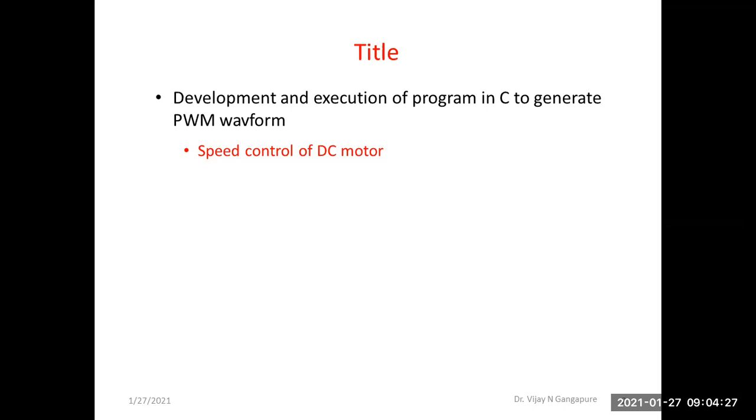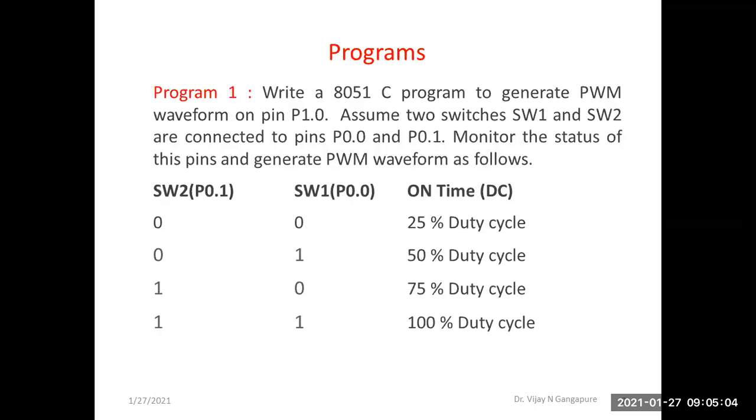So that T on period we can vary while keeping the time period of that waveform fixed. By varying that T on period we can vary the power being delivered to the motor. In this way we can achieve speed control of the DC motor. So we can employ such a PWM waveform to control the speed of a DC motor that is interfaced with the 8051 microcontroller. For this we are going to study this program.